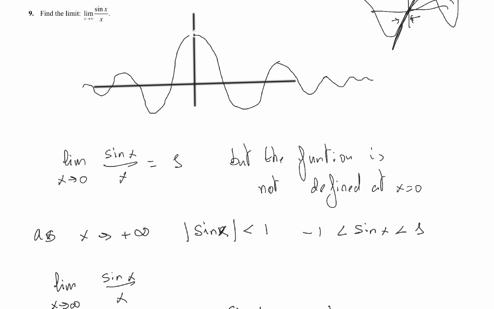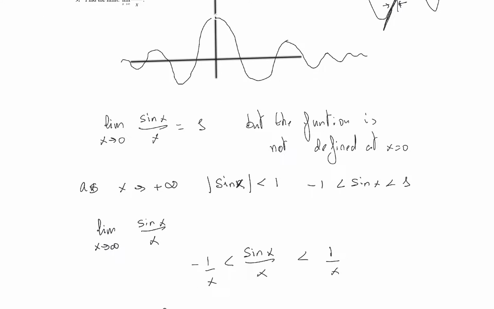Sine of 5 pi divided by 4 is a negative number. 1, 2, 3, 4, 5 pi divided by 4 is a negative number and is between minus 1 and 1. So sine of x is always less than 1. So sine of x is between 1 and minus 1.